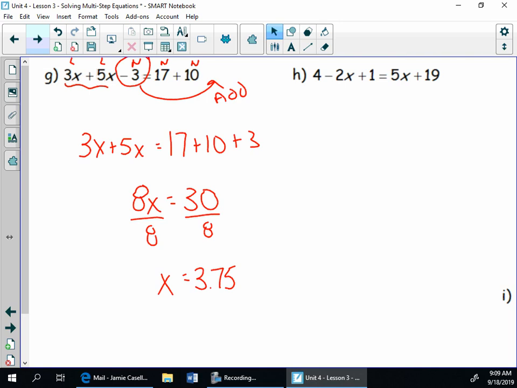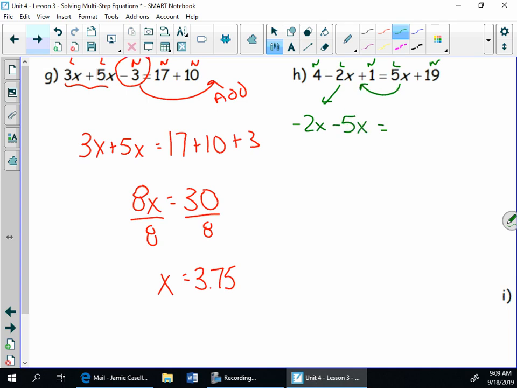Okay, let's try this one. Number, letter, number, letter, number. Ooh, all kinds of things in the wrong spots. Let's move some stuff. Where do I want the letters? I want the letters on the left side of my equal sign. So what do I have there already? I've got negative 2x. I got to bring the 5 over to the other side. It becomes a minus 5.